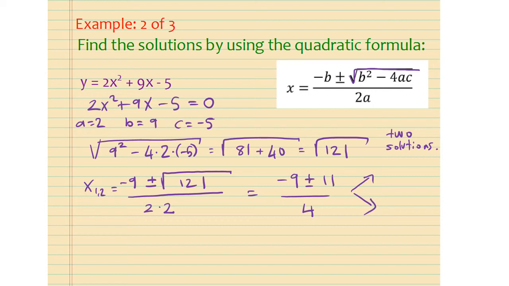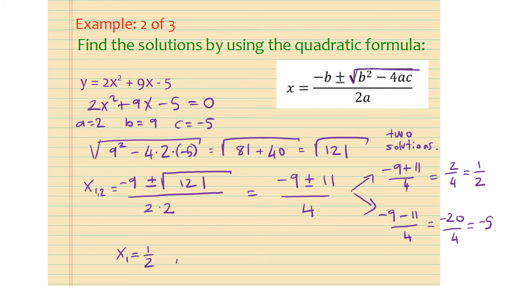So I will write two solutions in here, negative 9 plus 11 over 4 and negative 9 minus 11 over 4. This will give us 2 over 4, which can be simplified to 1/2. This will give us negative 20 over 4, which will give the result as negative 5. So we have found two solutions. Our x1 is equal to 1/2, our x2 is equal to negative 5. It doesn't matter which one of the solutions you call x1 and which you call x2, as long as you list both of the solutions.